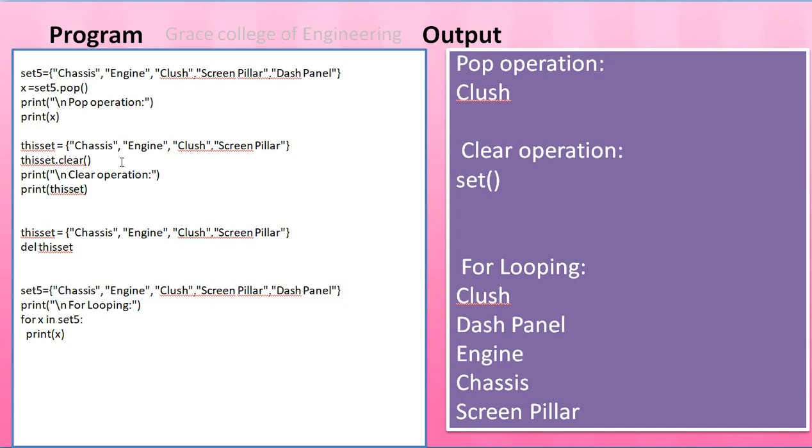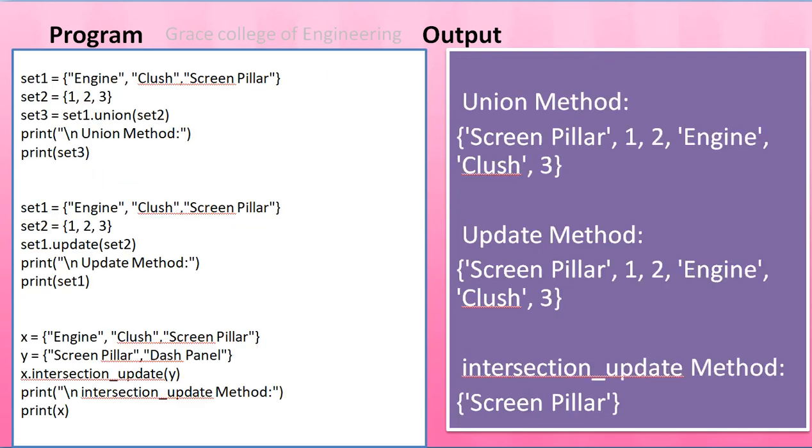The empty set will be placed in the output. The next, the del function. This function will delete the overall set. Then looping, a for loop is used here. A set is created and it will be stored in the variable set5. Next, for x in set5, x is a variable. All the elements one by one will be stored in the x variable and printed up to the last one.